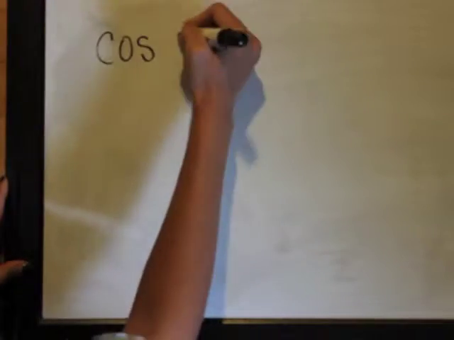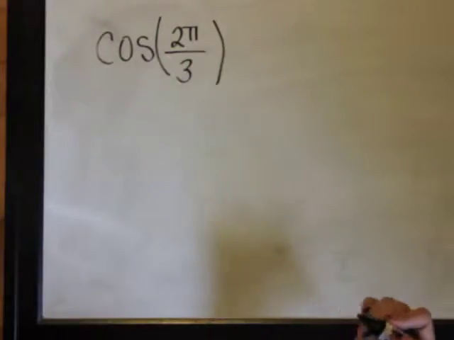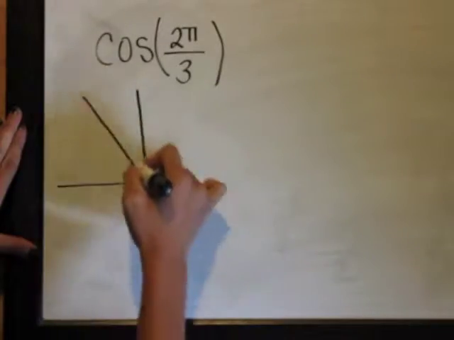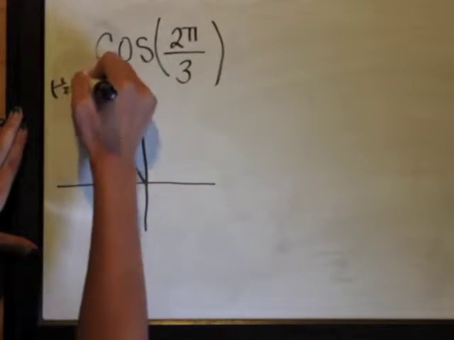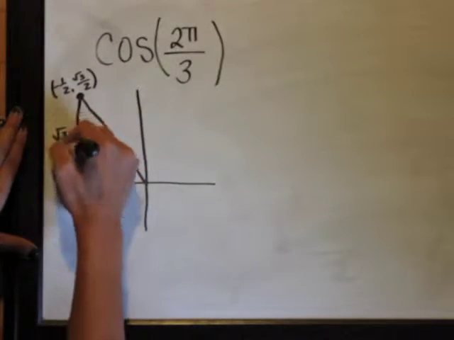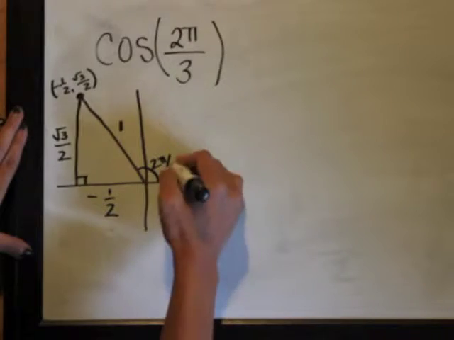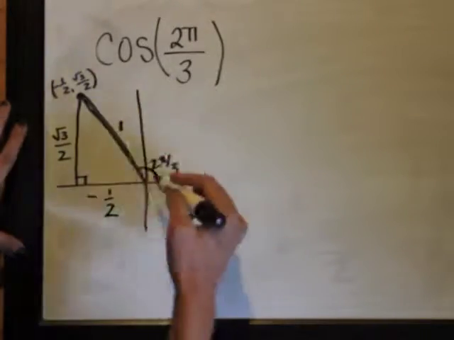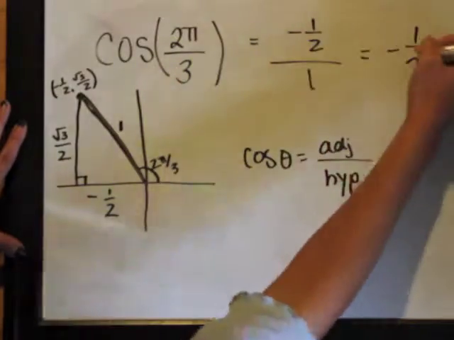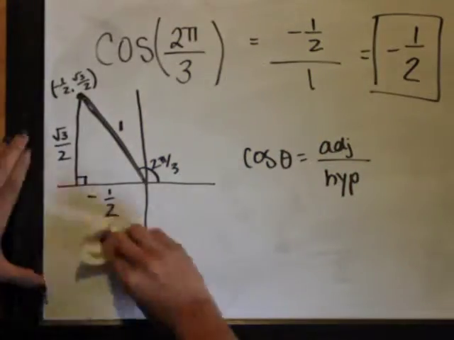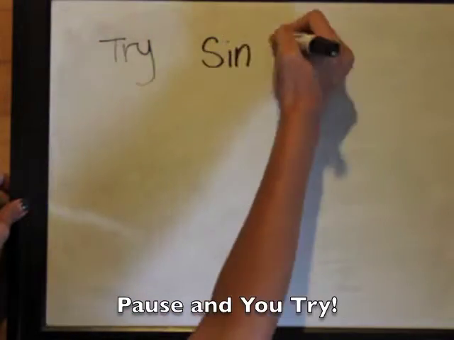Let's take a look at another example. So cos 2 pi over 3, that's located in quadrant 2, and the x-coordinate is negative 1 over 2, and the y-coordinate is root 3 over 2, and the hypotenuse is always equal to 1. So cos is adjacent over hypotenuse. Adjacent is negative 1 over 2 over 1. So cos 2 pi over 3 is equal to negative 1 over 2.